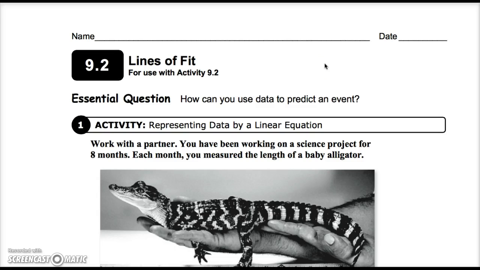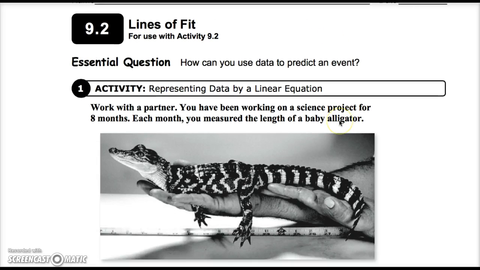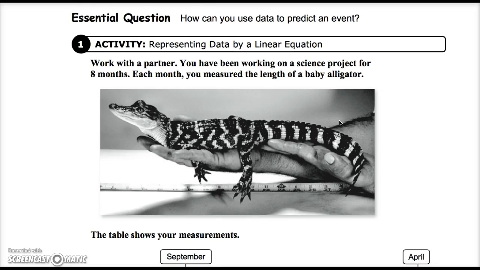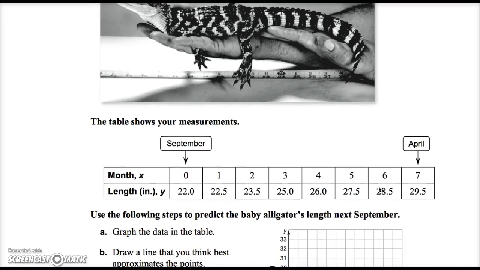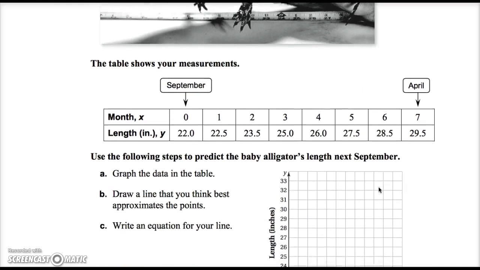So what we're going to be looking at today are what are called lines of fit: how to draw a line through that series of points, because you saw in section 1 that they don't fall in a straight line. They're scattered everywhere. If you look at activity 1, it says you've been working on a science project for 8 months. Each month you measured the length of a baby alligator, and we have a table that shows the measurements.